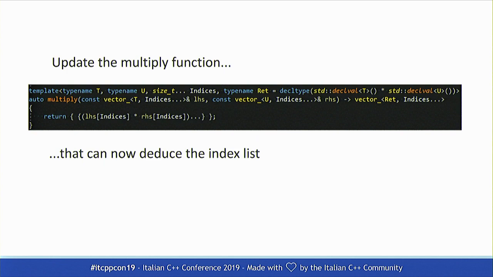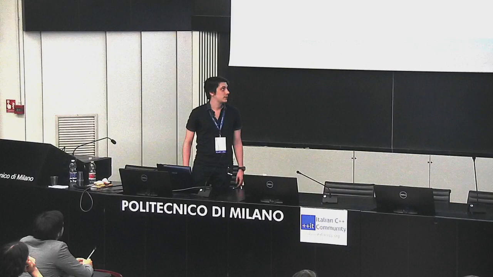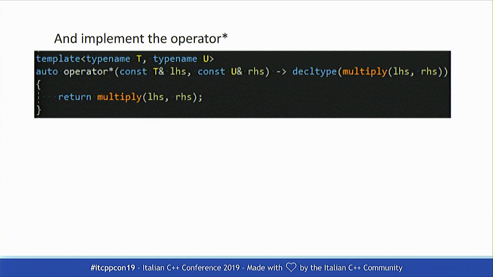Indices will be produced by making the sequence list, so we'll get correct indices, 0, 1, 2, and so forth, and applying the three dot syntax, we can unroll them and obtain this result. We want the operator star to work with them, so once we have our multiply function, we use it inside our operator star, which is defined as follows. We do need the decltype at the end because it will act as SFINAE for our multiply function, so that we will not accept any kind of type for the multiply, but only the kind of types that will work for the multiply, which are, as we can see before, vectors.